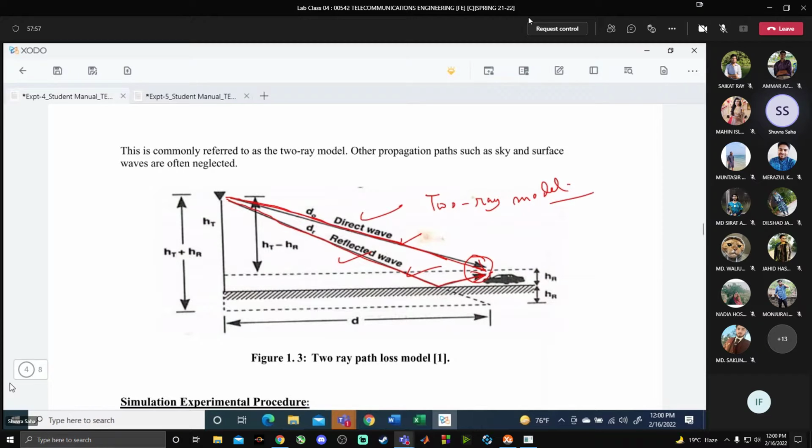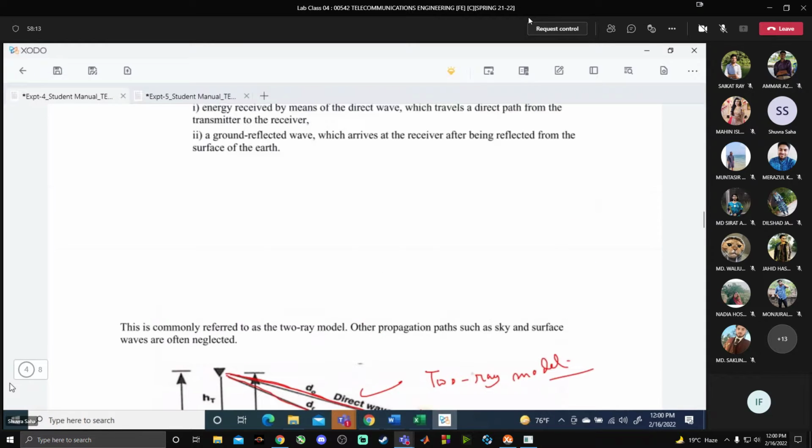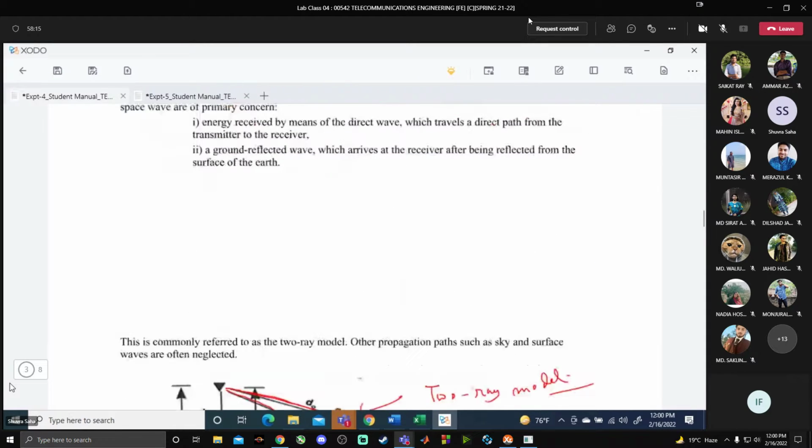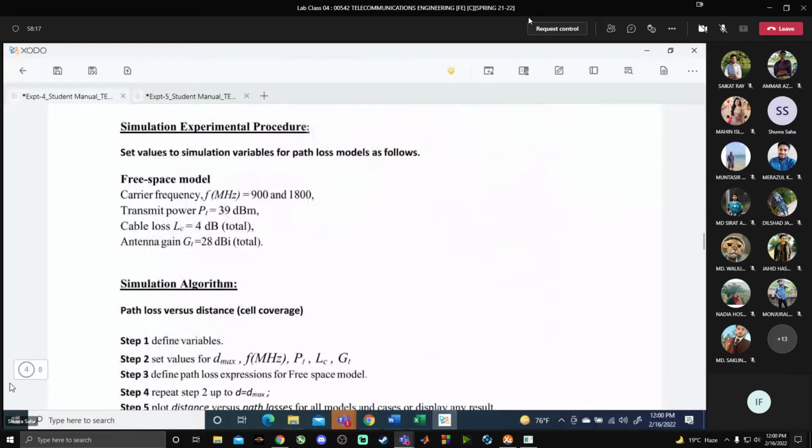But normally the two-ray model is not used. We use more practical models, which we'll look at in experiment number 5 just after this. So this is all about the two-ray model. Done.